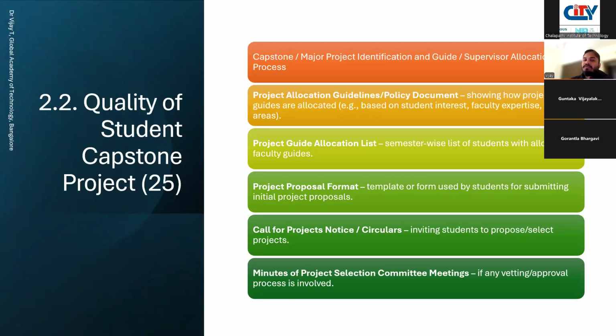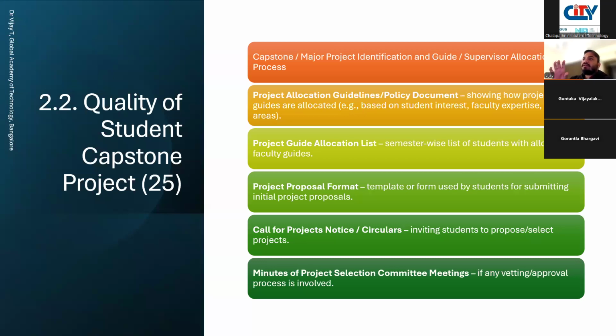2.2 is the quality of the student capstone project, which carries a major chunk of marks, 25 marks in totality. Your capstone project is basically a major project done in the final year. You have to define a well-defined process of how the project work is carried out, with a flow chart. First is the guide allocation and topic selection: how the guide is allotted, how the topics are selected, how the groups of students are formed, and what the process for doing it is. All that will come as the first part. Then, how do you allocate the guide to a student?